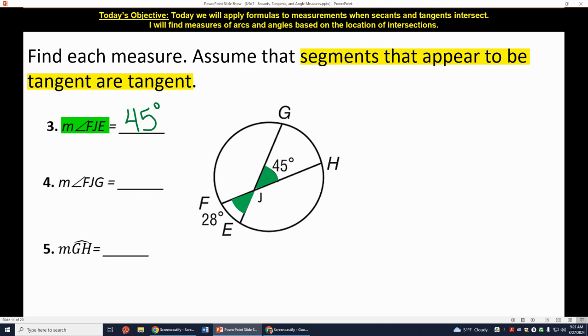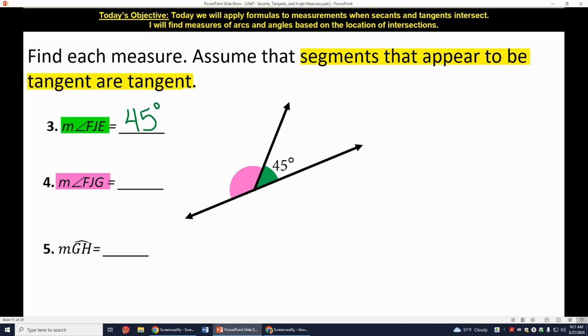Number 4, find the measure of FJG. Let's find FJG. From F to J to G is going to be this angle right here. So FJG is that pink angle. If I focus just on the pink angle and the 45-degree angle next to it, I can see that's a linear pair, which means they are supplementary. Out of 180 degrees, I've already used the 45 for the green angle, so left for the pink angle is 135 degrees. That is the measure of angle FJG.